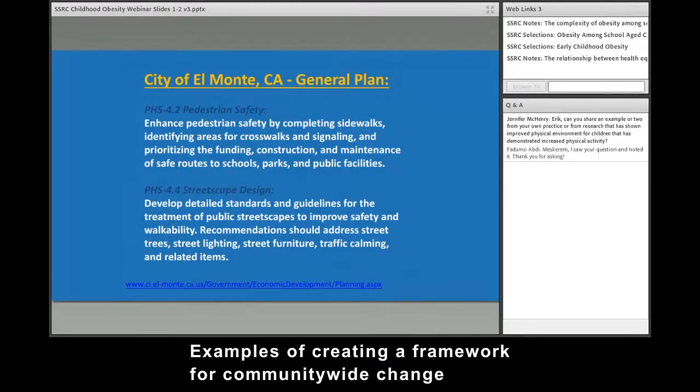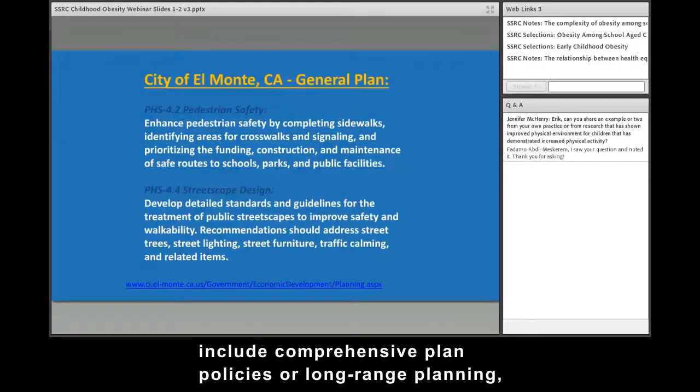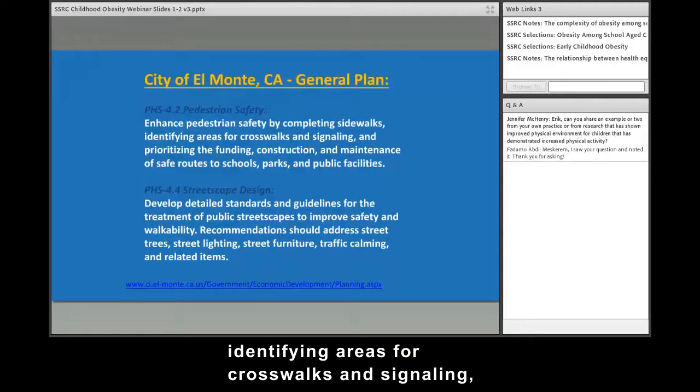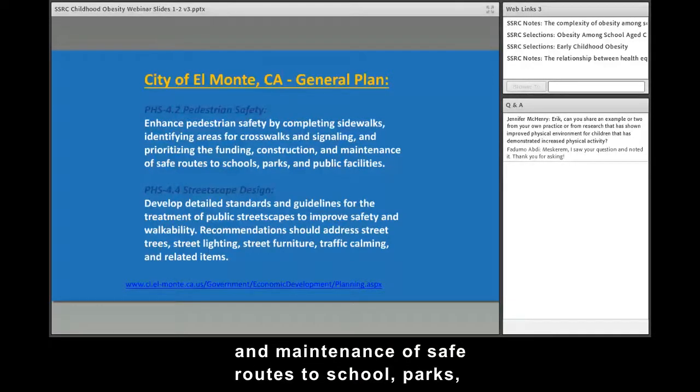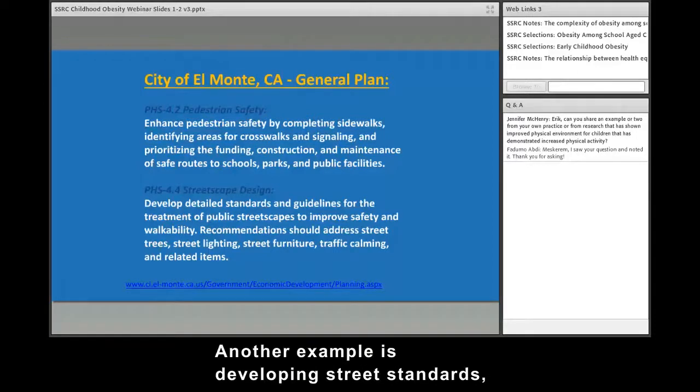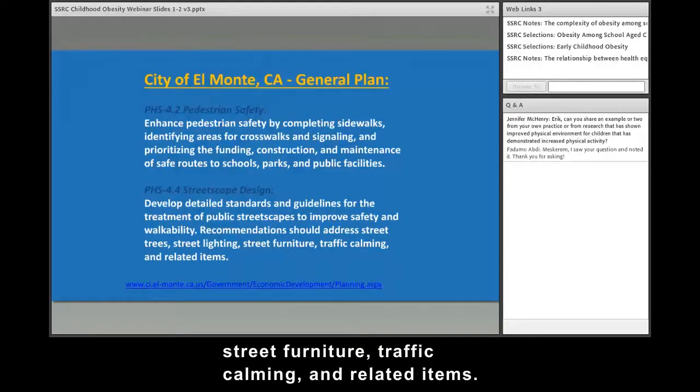Examples of creating a framework for community-wide change include comprehensive plan policies or long-range planning, which commit a city to completing sidewalks, identifying areas for crosswalks and signaling, and prioritizing the funding, construction, and maintenance of safe routes to school, parks, and public facilities. Another example is developing street standards, which address street trees, street lighting, street furniture, traffic calming, and related items.